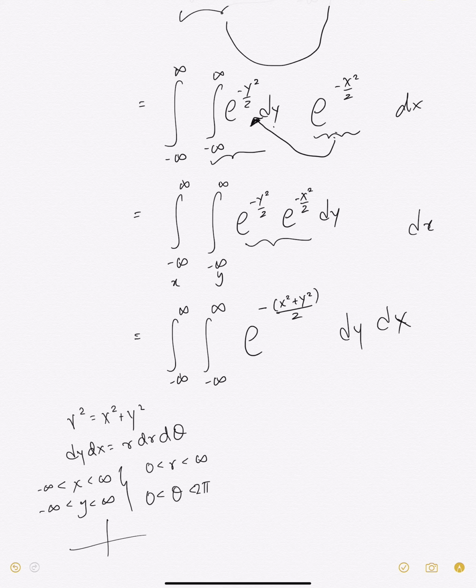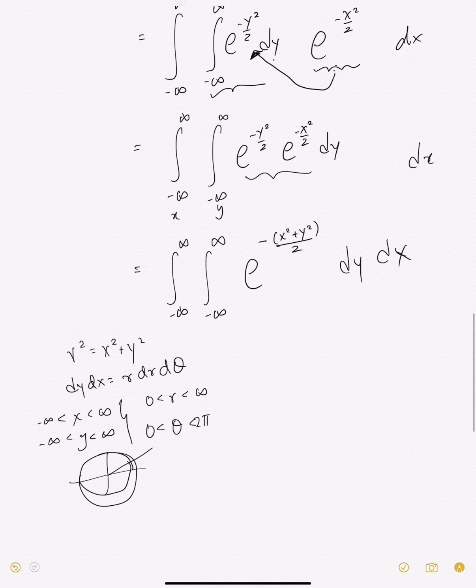So this is like you're going all through the plane. That means r goes from 0 to infinity and theta goes from 0 to 2 pi. So you're covering the whole plane. Okay, so let's make these substitutions. And what do you have?